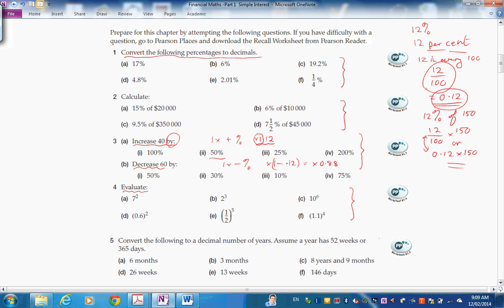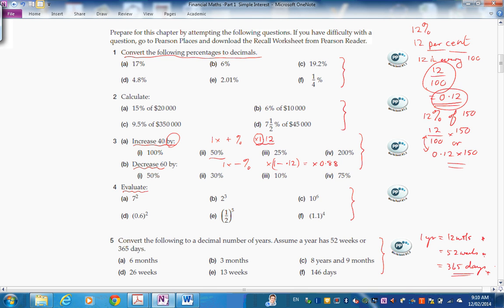Okay, convert the following to a decimal number of years. Just remembering that there are 12 months in a year. 1 year equals 12 months, or 52 weeks, or we generally say 365 days. It's actually 365 and a quarter, because then every 4 years you get an extra day, leap year. Okay, so can you change each of these times by dividing by the appropriate unit?